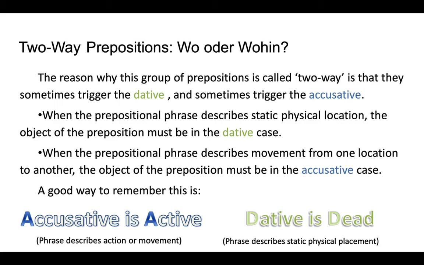When the prepositional phrase describes movement from one location to another, the object of the preposition must be in the accusative case. A good way to remember this is accusative is active and dative is dead. So active, the phrase describes action or movement, versus dead, static physical placement, nothing's going anywhere.